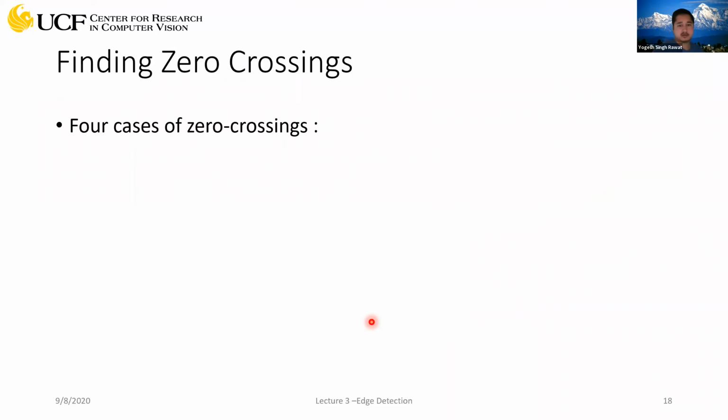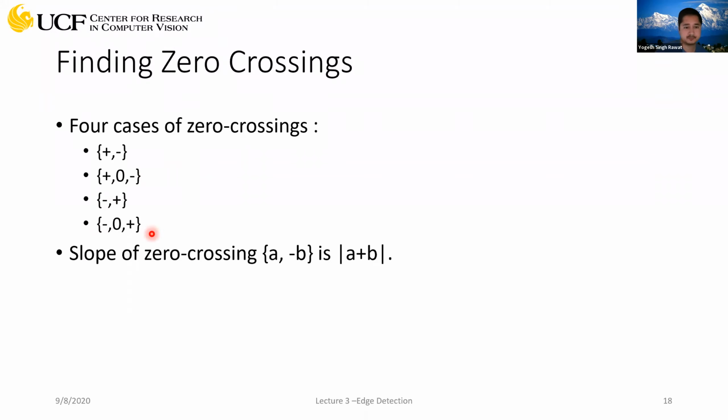Now to find the zero crossings, let's see what the different cases are. The first case could be we might be moving from a positive value to a negative value, then we will cross a zero. The other could be we are again moving from positive to negative, then we might also be getting a value of zero. So this is an easier case. Same for the reflection of these two, we move from negative to positive via zero. So these are the four cases when we will observe zero crossing in our signal.